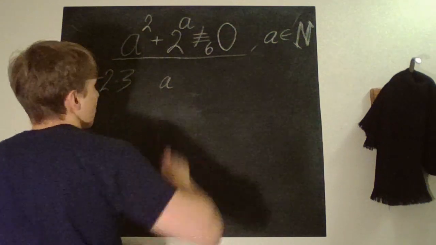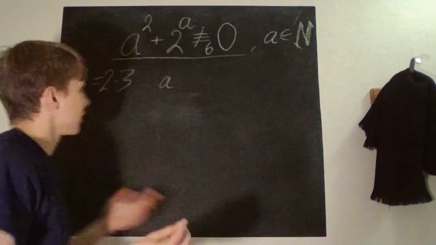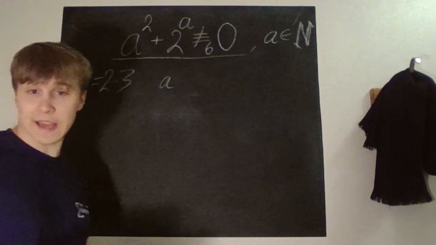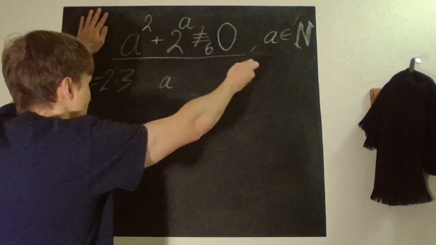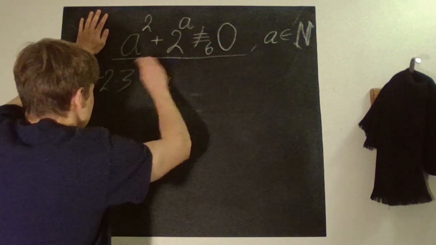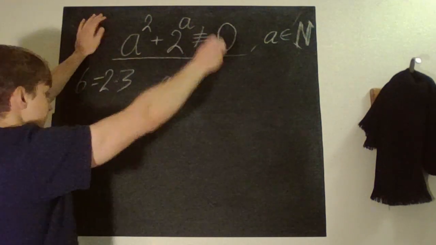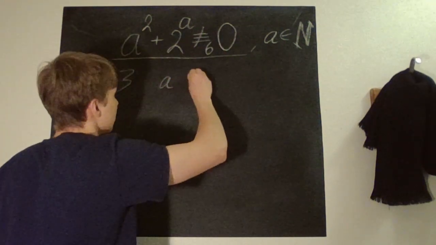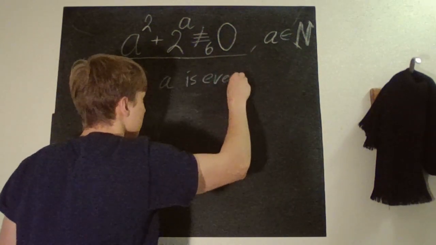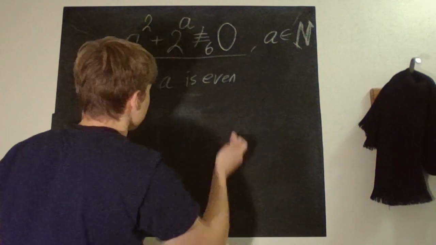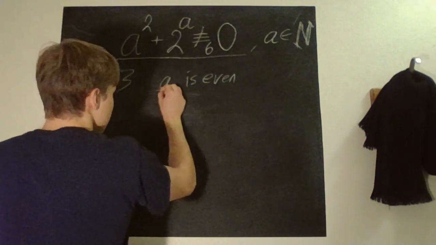So now we're basically doing a proof by contradiction here. We're trying to find an a such that it doesn't hold, meaning that it is divisible by 6. So if we want this, we say that a has to be even for it to hold. So that's the first thing.